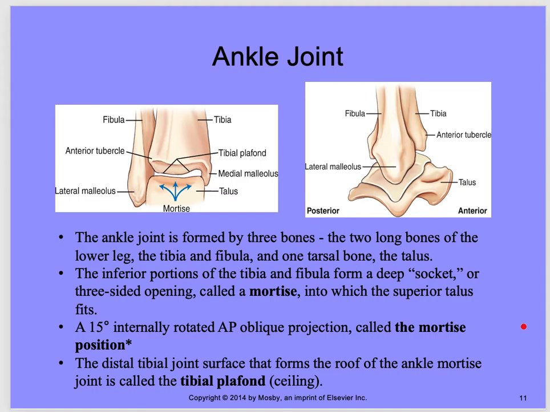So your ankle joint is formed by three bones: the two long bones of the lower leg, the tib-fib, and then one tarsal bone, which is your talus. Okay. So the tibia and the fibula join onto the talus. It's called the mortise joint. So all of this is that mortise joint. The inferior portion of the tibia and fibula form the deep socket or the three-sided opening called a mortise, into which the superior talus fits.